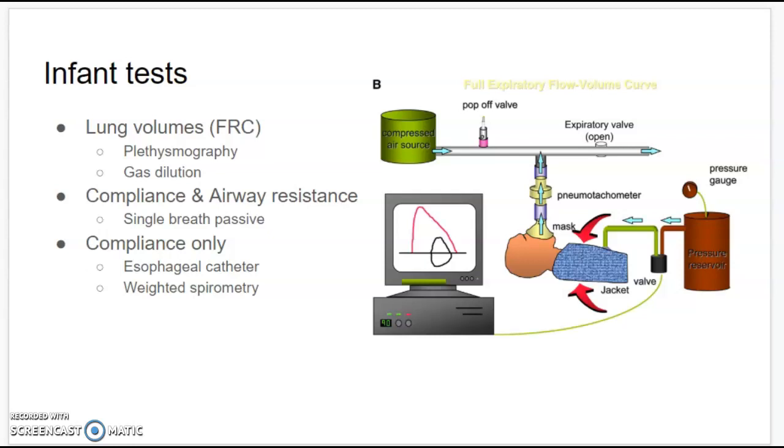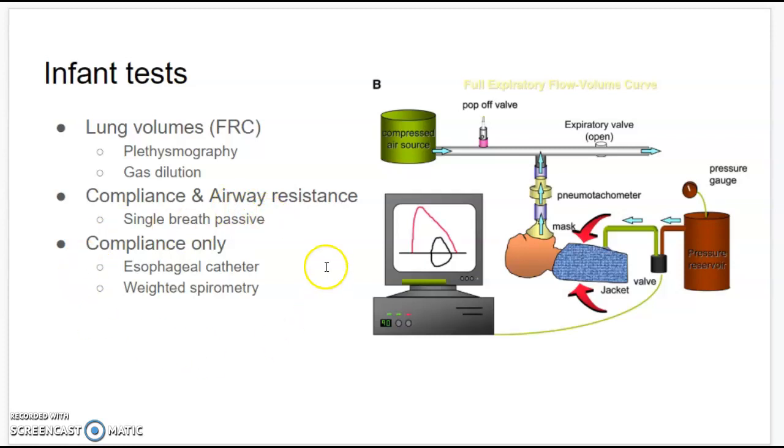You have another video where it talks mostly about pediatric testing. In this video, we're going to touch on infant and toddler testing because there are some major differences in those. For infants, we can measure lung volumes. We can use plethysmography or gas dilution. We can also measure compliance and airway resistance, and we use a passive method for that.